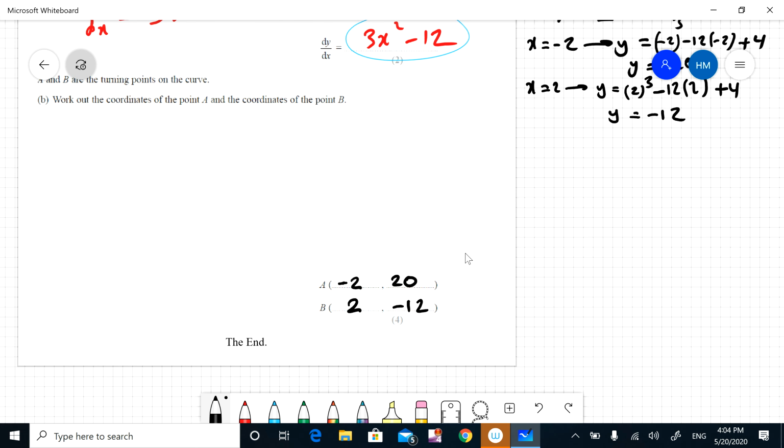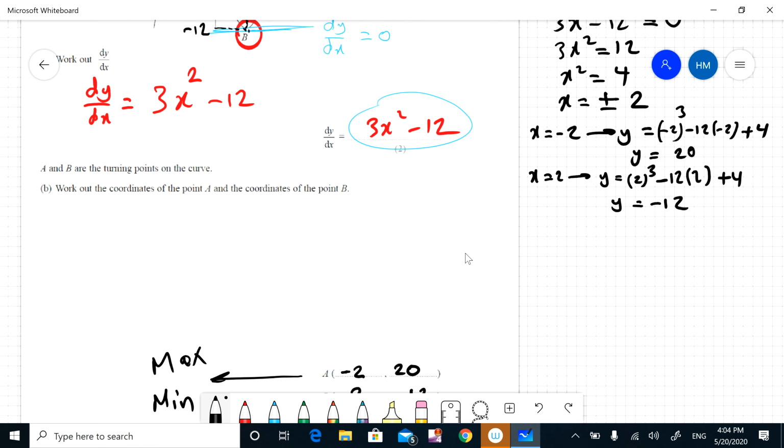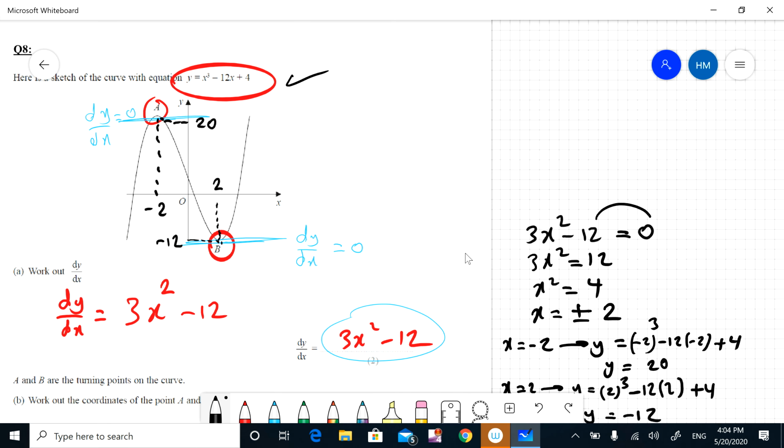He didn't ask you to determine the nature of a stationary point, but if he asks you to determine the nature of the stationary points from the graph, this is the maximum, and this is the minimum. If you have a graph, you can say from the graph that A is a maximum and B is the minimum.